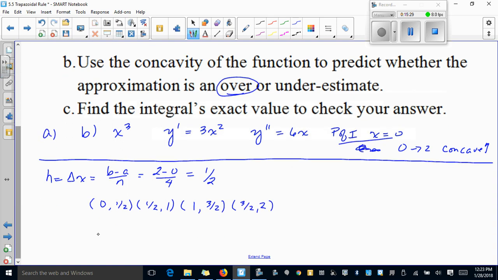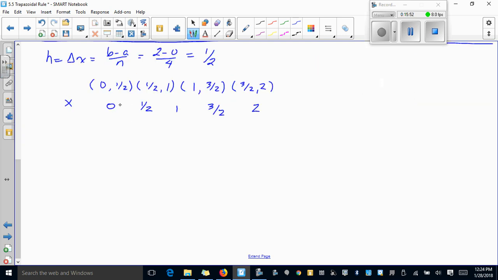Okay, so we're ready to go. My x values I'm going to be using are 0, 1/2, 1, 3/2, and 2. And yes, you should have one more than your n value. Your n value is 4, 1, 2, 3, 4, 5. And I want to know what that value is when I cube it. So I get 0, 1/8, 1, 27/8, and 8.